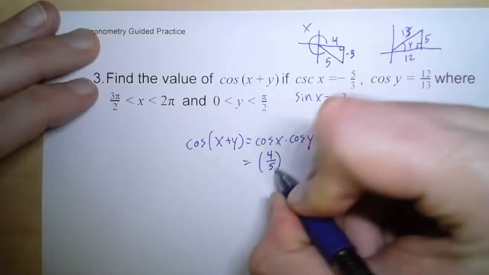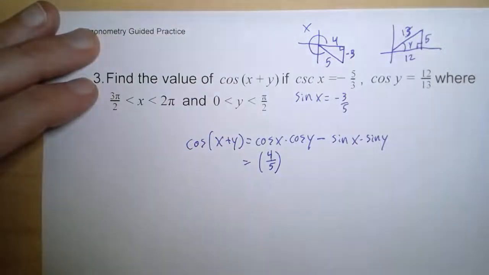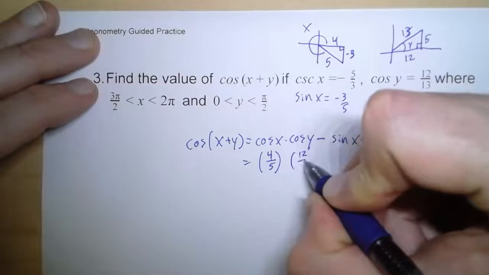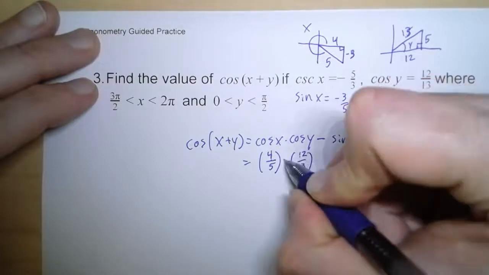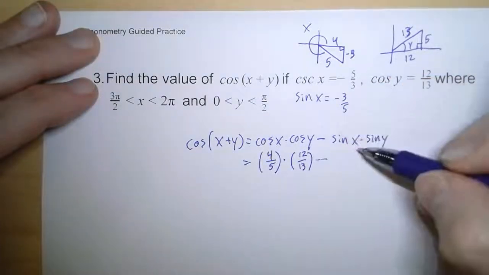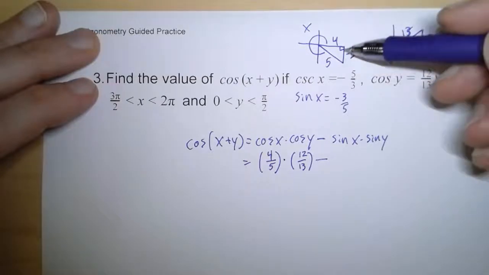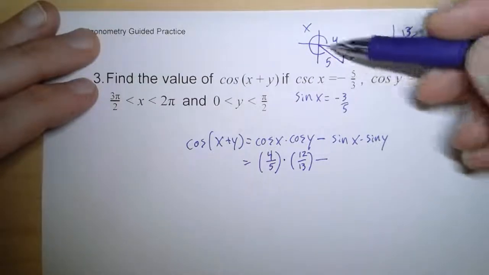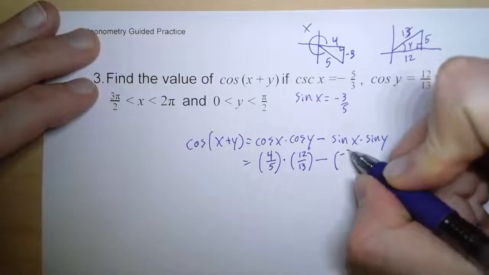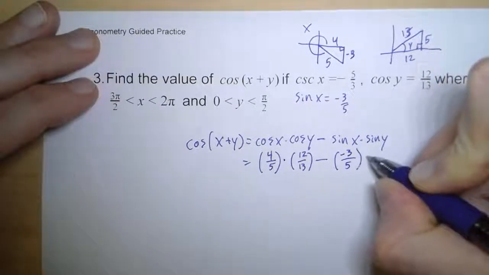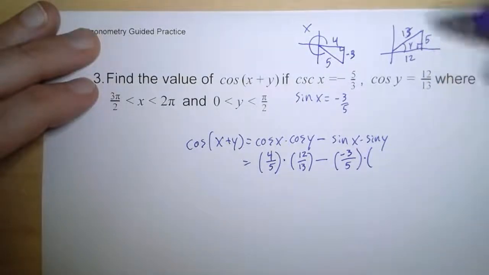For cosine of y, well, we were told that. That's 12 over 13. And we're multiplying those. Now for sine of x, the opposite side is negative 3. The hypotenuse is 5. So you have negative 3/5 times sine of y, which is 5, the opposite side, over 13.